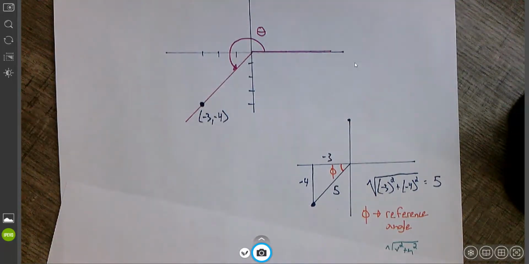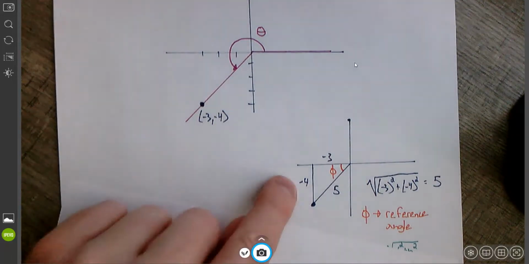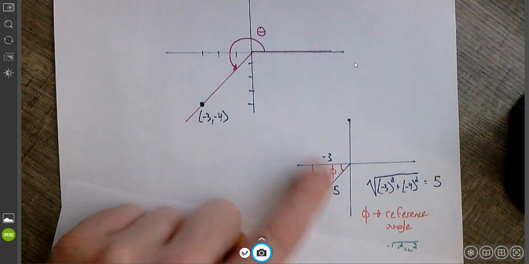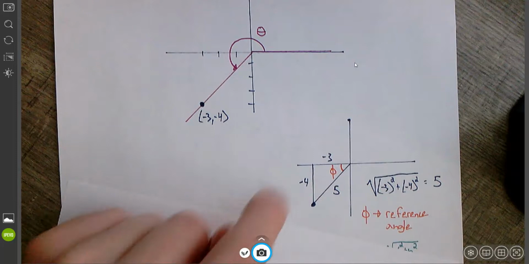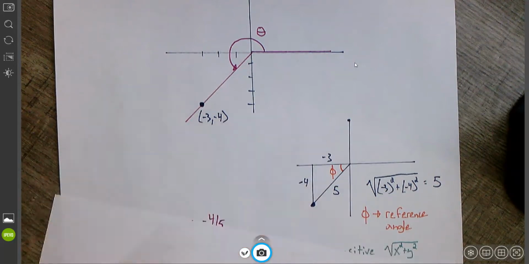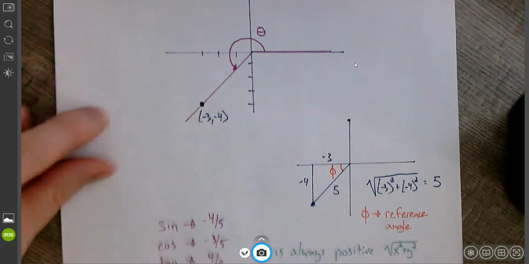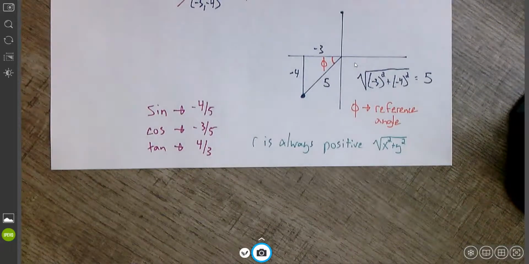So sine is -4/5, opposite over hypotenuse. Cosine is -3/5, adjacent over hypotenuse. And then the tangent is 4/3. A -4 over a -3, a negative over a negative gives us a positive. Easy peasy. We like this. Chapter 4-4. Awesome. There are a couple generalizations we can make, and that's what our next note is going to be.